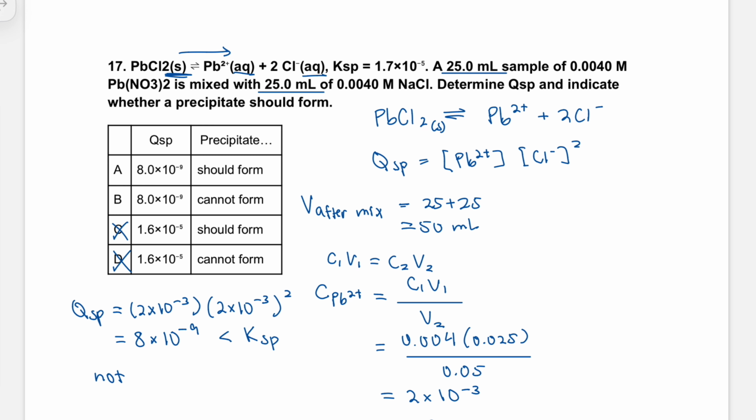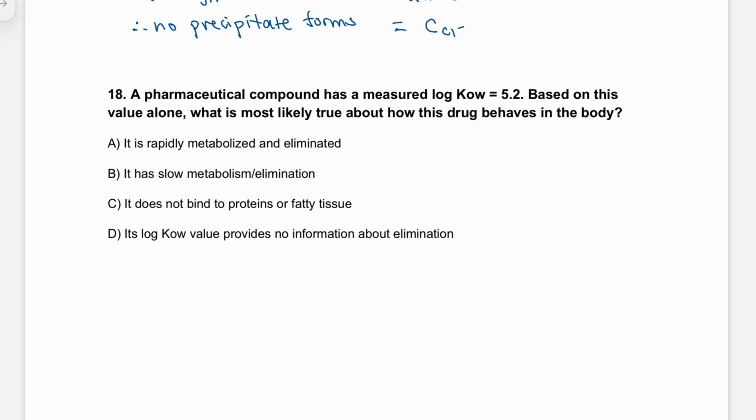So not enough products, shift right, and it shifts in the direction so that no precipitate forms and more aqueous ions form. So therefore, no precipitate. So a precipitate cannot form, and the correct answer is option B. Hopefully that made sense. Final question.